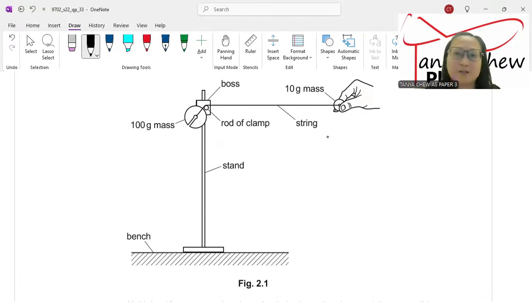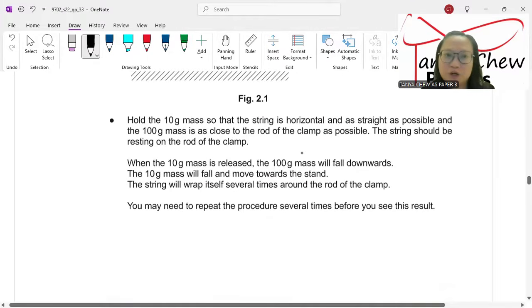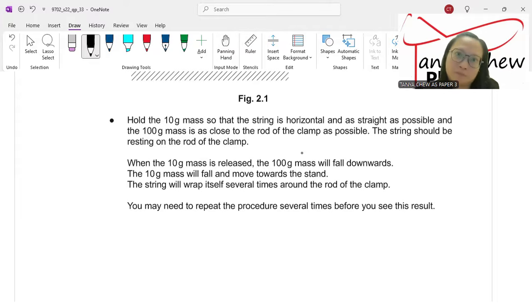Remember, this second experiment is full of error. That is why they never ask you to plot a graph, because all the points will go haywire, so you cannot plot a nice graph. Now, let us read the instruction. Hold the 10 gram mass so that the string is horizontal and as straight as possible, and the 100 gram mass is as close to the rod of the clamp as possible. The string should be resting on the rod of the clamp.